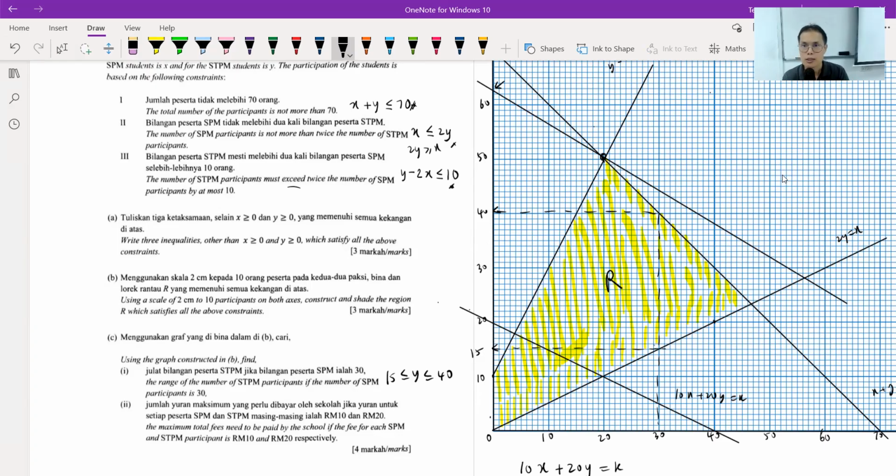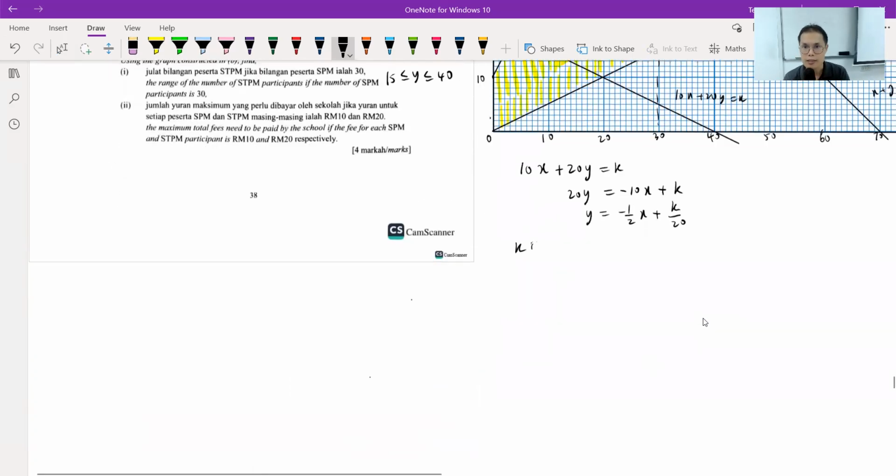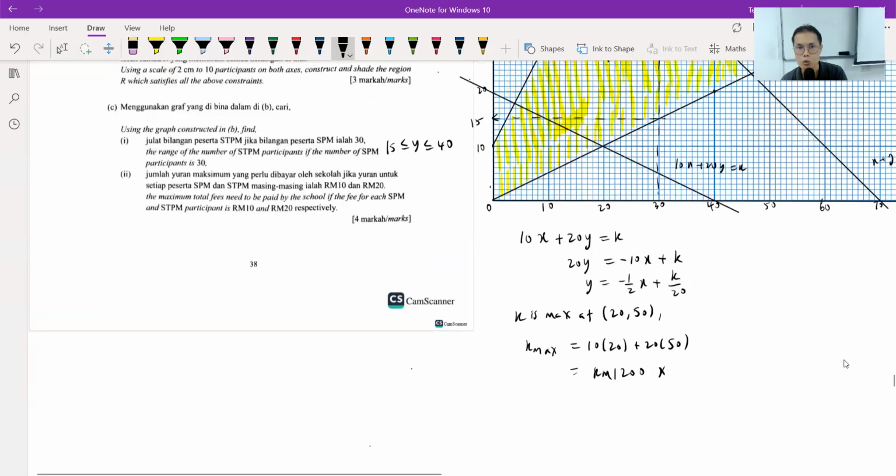So we know the maximum happens at 20, 50, right? So we say K is maximum at 20, 50. To find the maximum value of K, substitute x with 20, y with 50. So this is 200 plus 1,000. The maximum fees you have to pay is 1,200.